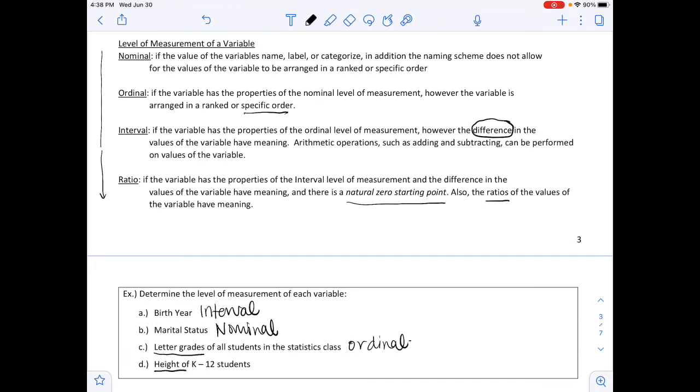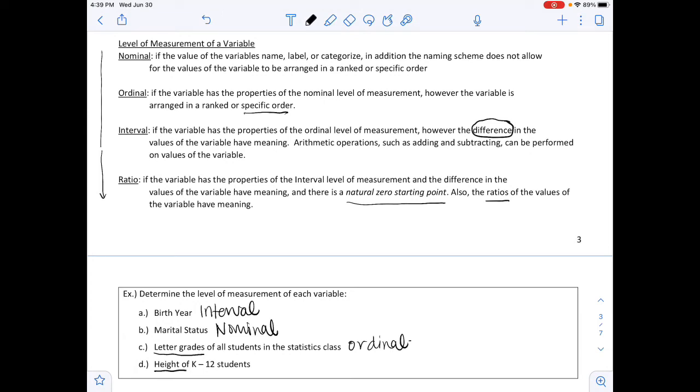So again, for part D, starting at nominal, which everything has, and moving to ordinal, you could put these in some specific order and it makes sense, whether it be shortest to tallest or tallest to shortest. Interval is where you can subtract those heights and they make sense. Saying I have a 6-foot student and a 3-foot tall student, subtracting those, I can see that there's a difference in height of 3 feet. So far it has the interval level of measurement.